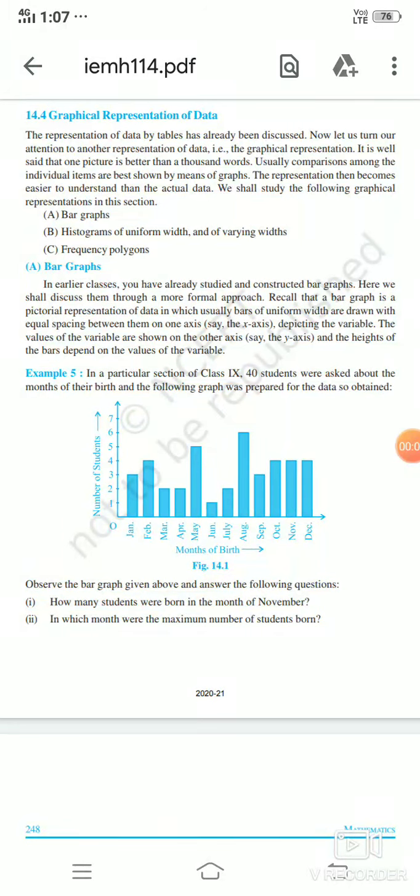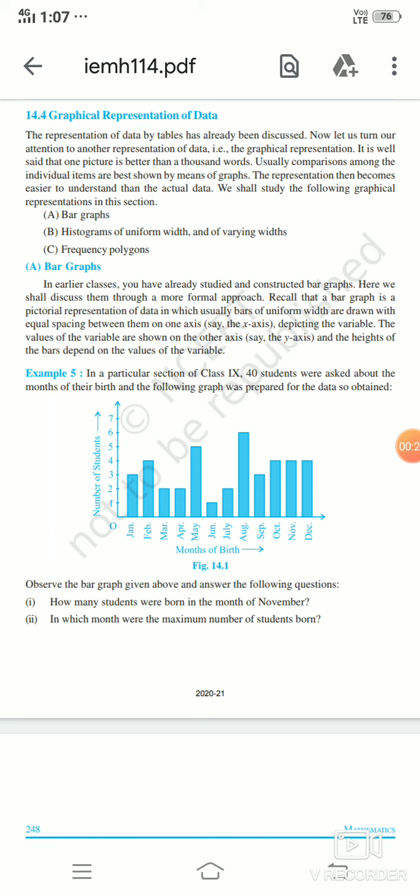Students, now we are going to discuss graphical representation of data. For that, three things we are going to study. One is bar graph, second histogram of uniform width and of varying width, and third frequency polygons. The bar graph is already studied. Now we are going to study histogram and frequency polygon.